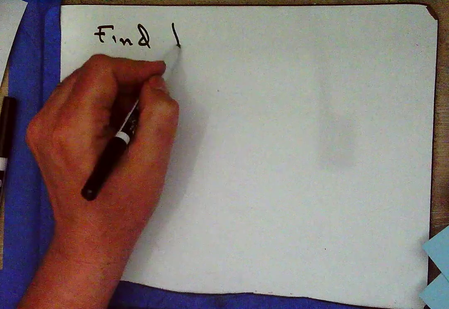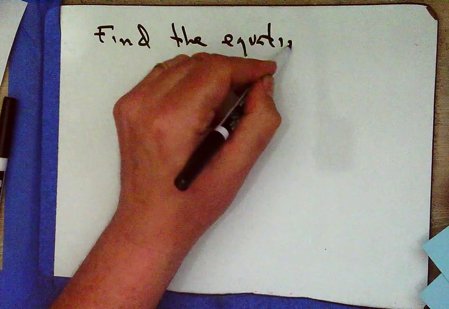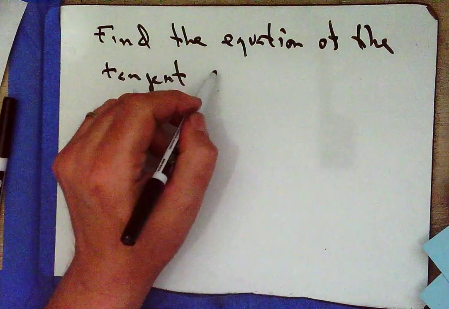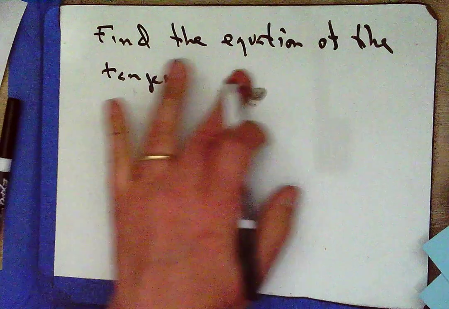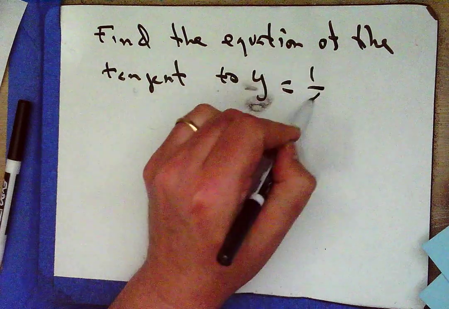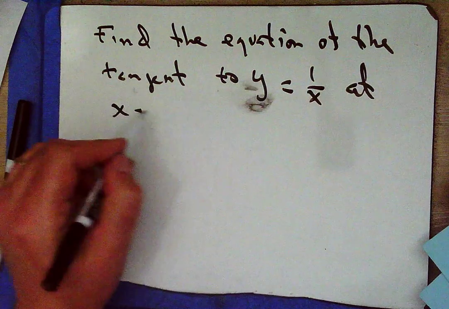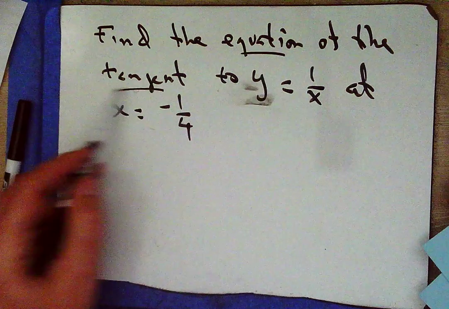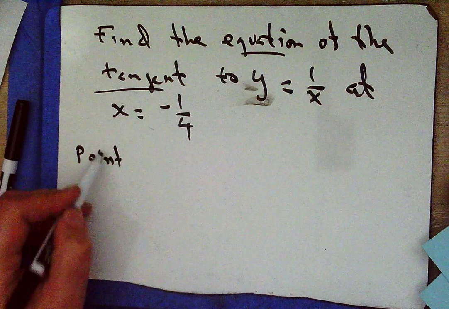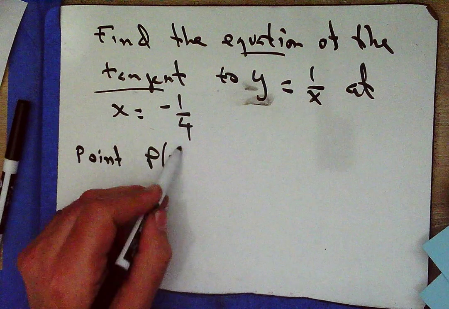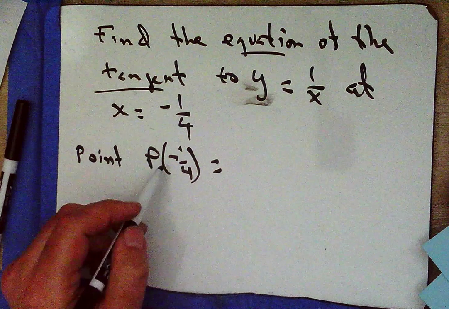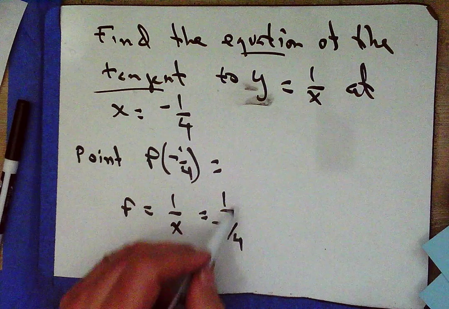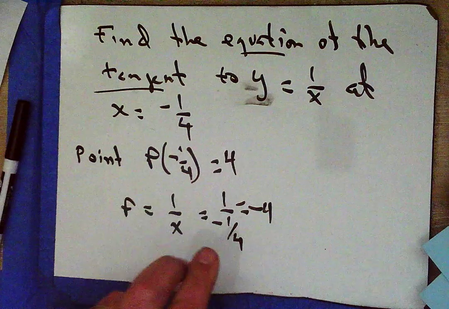Find the equation of the tangent to y equals 1 over x at x equals negative 1/4. So what information do I need to write the equation of a tangent line? Well, I need a point. That's going to be f of negative 1/4. Well, when we plug negative 1/4 into f, we got 1 over negative 1/4, or negative 4. So now I have this point.